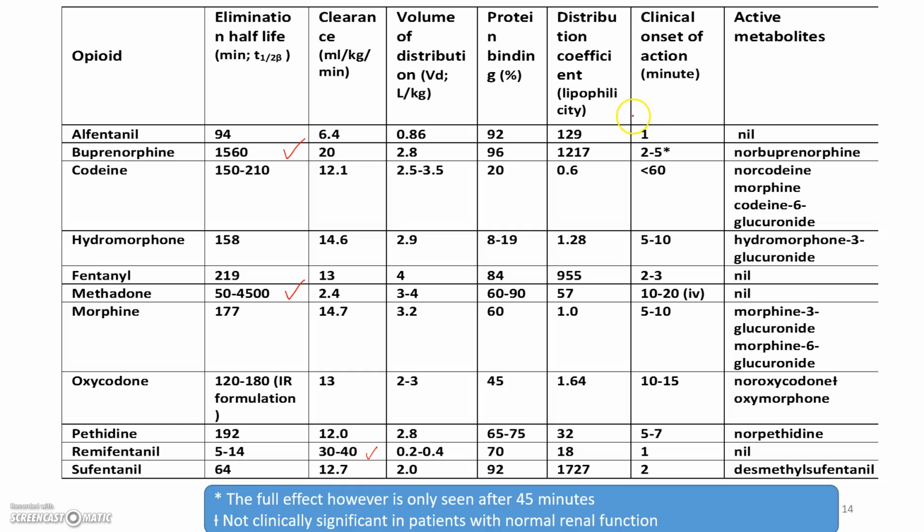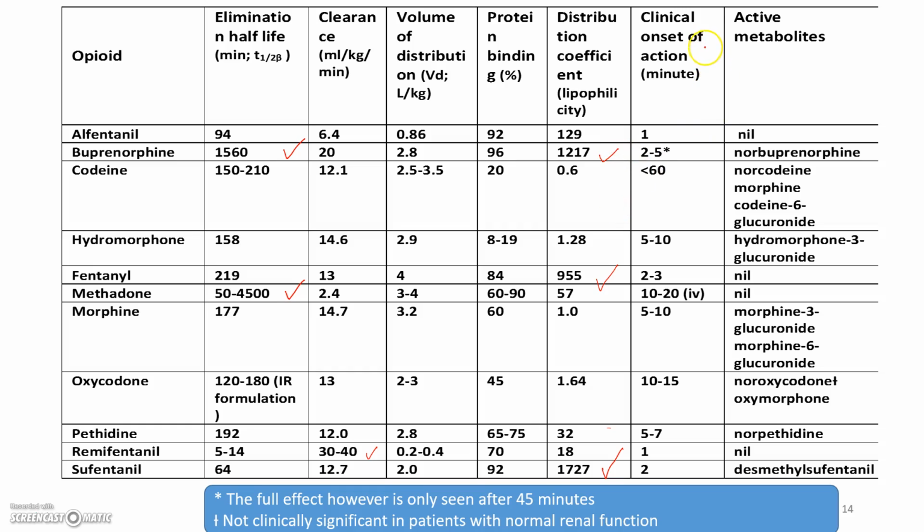And there is some amount of variation in terms of the lipophilicity, the distribution coefficient. So we can see that codeine has a very low lipophilicity, whereas it's higher with fentanyl, and then a bit more with buprenorphine, and highest with sufentanil.